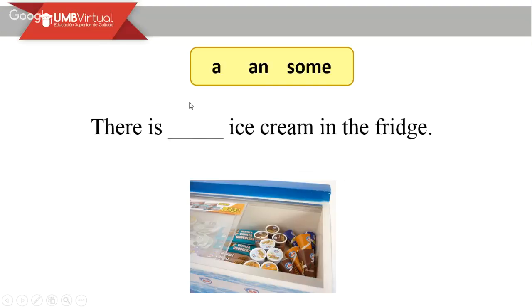Now with this sentence, there is ice cream in the fridge. A, an, or some. Which one do you consider is going there? There is a, an, some. In this case, we may know that ice cream is not countable. So we use some because we don't know how much ice cream there is. It is not easy to count. We need to measure it in pieces or in liters or in kilograms or in grams, but we cannot count them. We measure them.